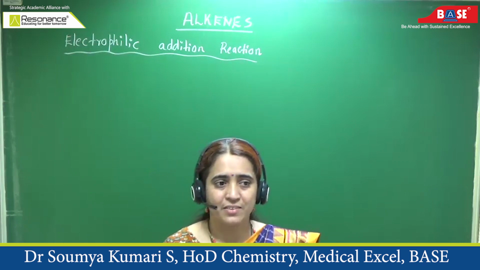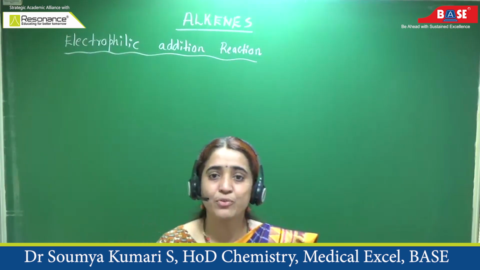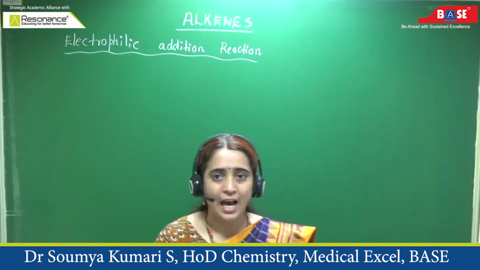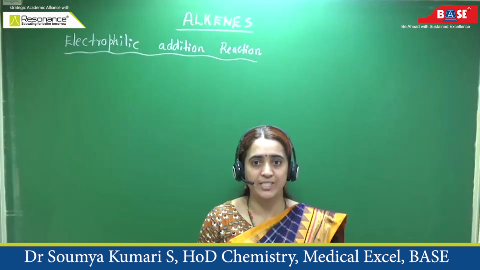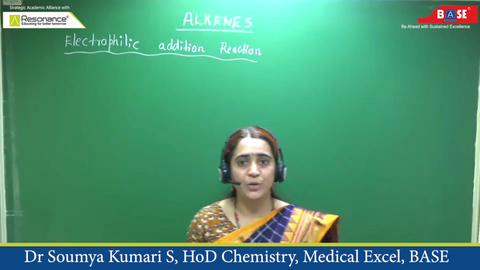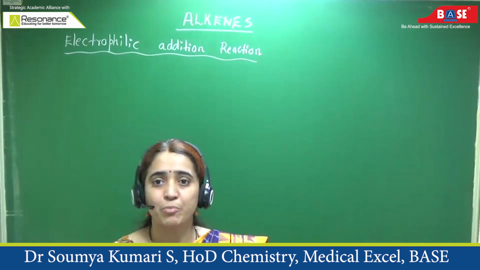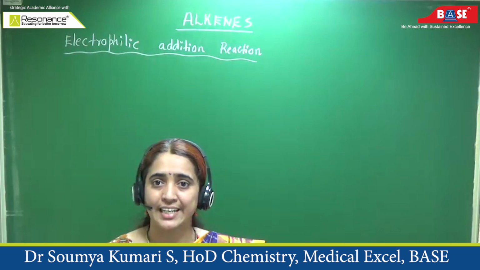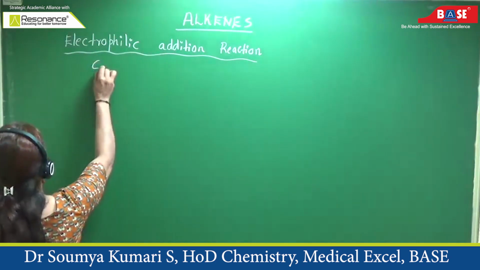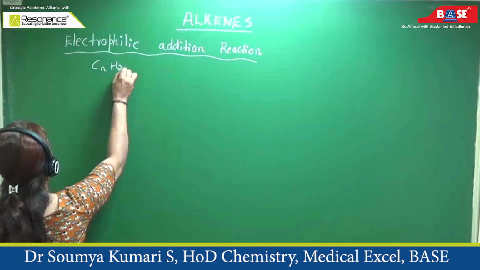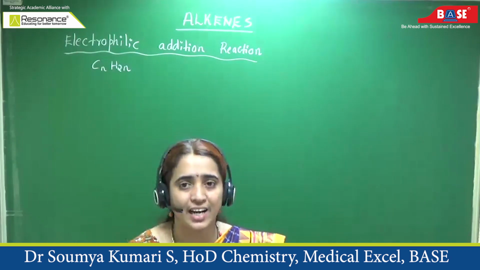In today's class, we are going to learn an important reaction of alkene. As you know, alkenes are unsaturated hydrocarbons. Unsaturated hydrocarbons are the ones which have at least one carbon to carbon double bond in their structure. So when we take alkenes, alkenes have a general formula of CnH2n, which indicates that it is an unsaturated hydrocarbon.